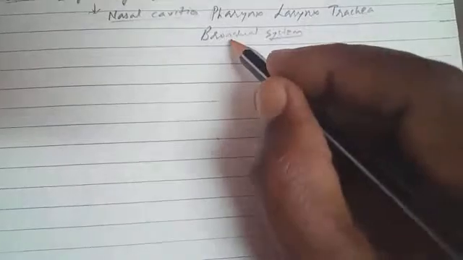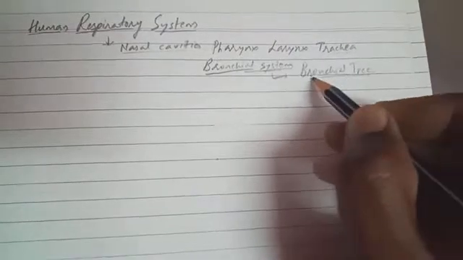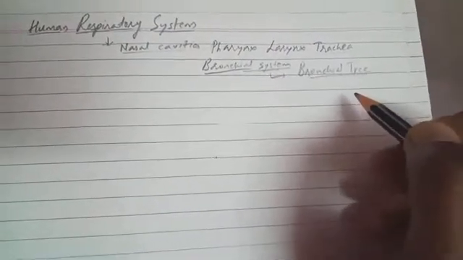So this bronchial system means the branches of bronchioles. There are many bronchioles, primary bronchioles, secondary bronchioles. That is why we call it the bronchial tree. There are branches of bronchioles, a tubular system, that's why we call it the bronchial tree, right.